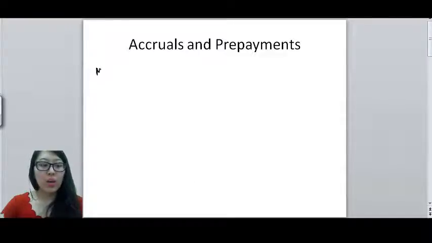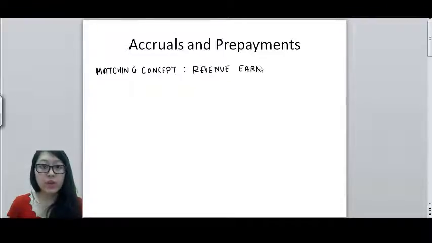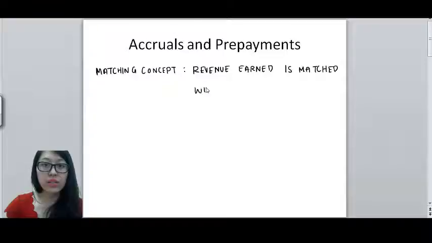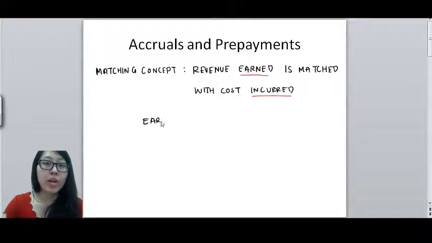So, when we're talking about accruals and prepayments, we need to consider the definitions carefully. Accruals and prepayments are based on the matching concept. What is meant by the matching concept is that revenue that is earned is matched with the cost incurred. When we're talking about earned and incurred, that does not necessarily mean that it has been received or paid.